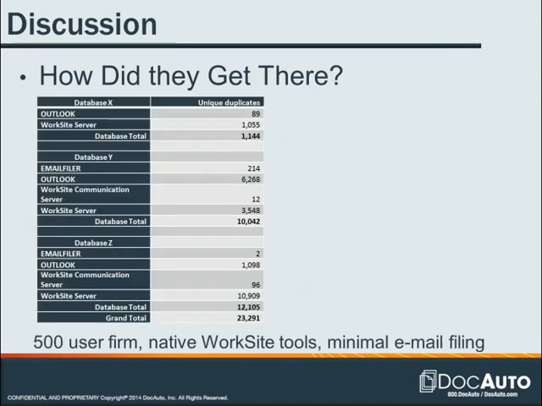So for example, here's some actual data that's I think less than a week old from a 500 user firm that's using the native worksite tools that really has only done very minimal email filing. You can see the grand total here is about 23,000 items. That's a very, very small number of duplicates. It's common to see 6- and 7-figure counts on duplicates within the same database in much larger environments. So really this firm, the issue here is that they're not doing a lot of aggressive or what I'll call high production email management within their environment.